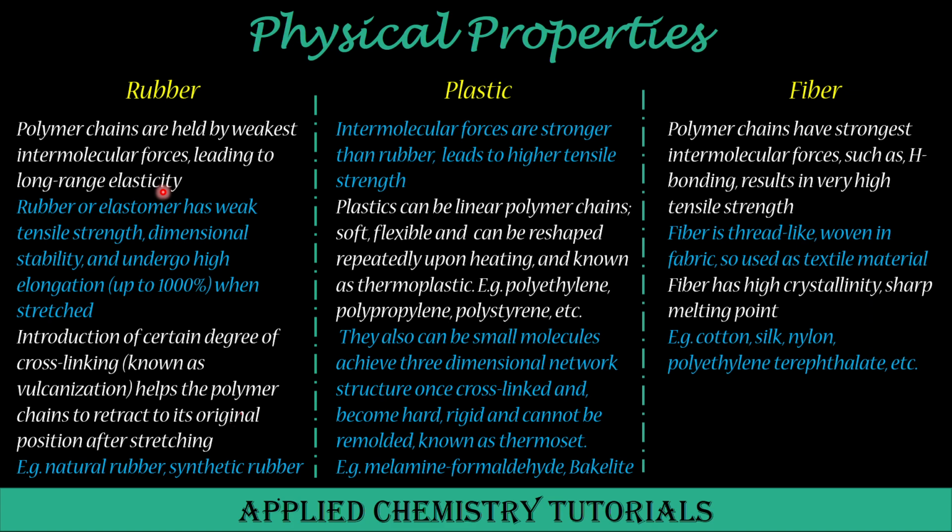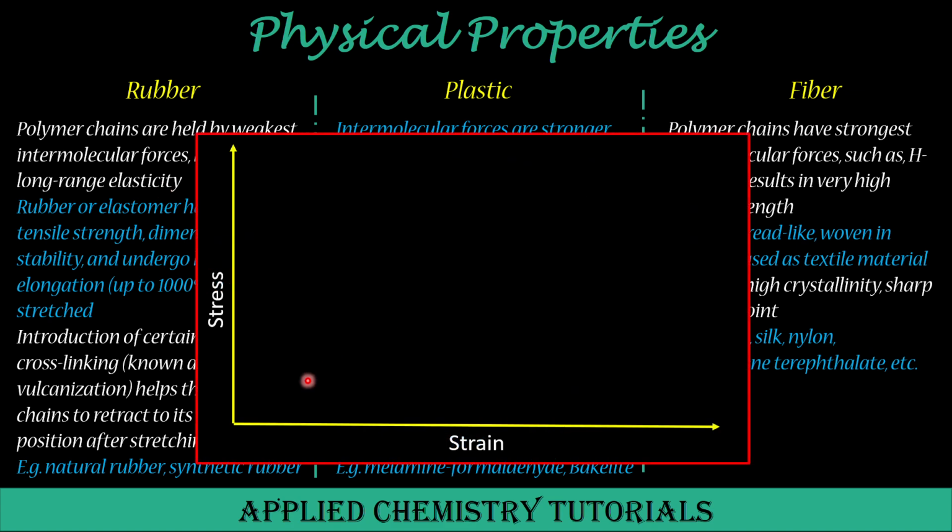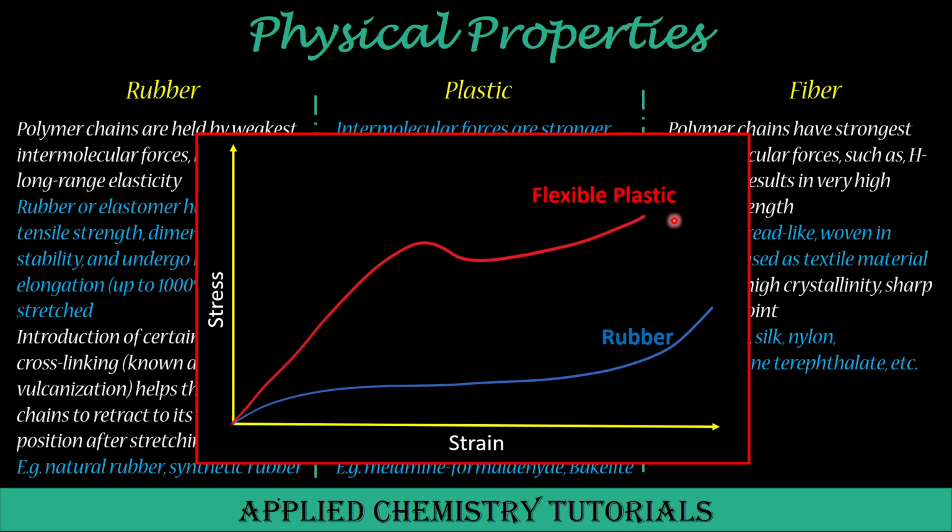So if we compare the tensile strength of these three material in the stress-strain curve, then for rubber its tensile strength is quite low but it can stretch a lot. For flexible plastic, it has comparatively higher tensile strength and it also has some stretchability. Now for fiber, you can see it has very high modulus, but it cannot stretch much. For rigid plastic, stretchability is very less, but it has very high strength.